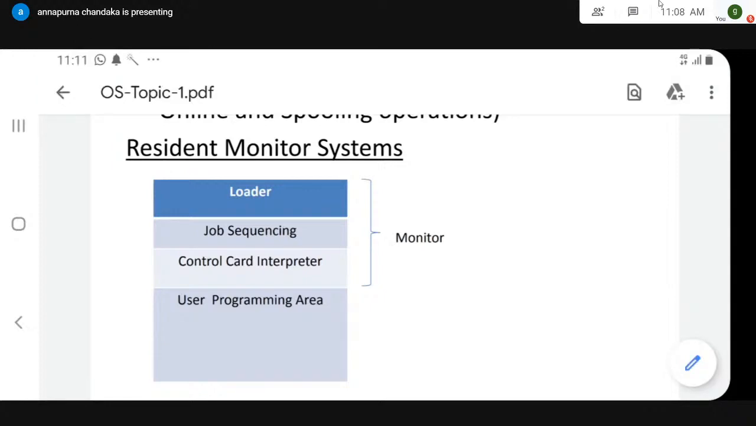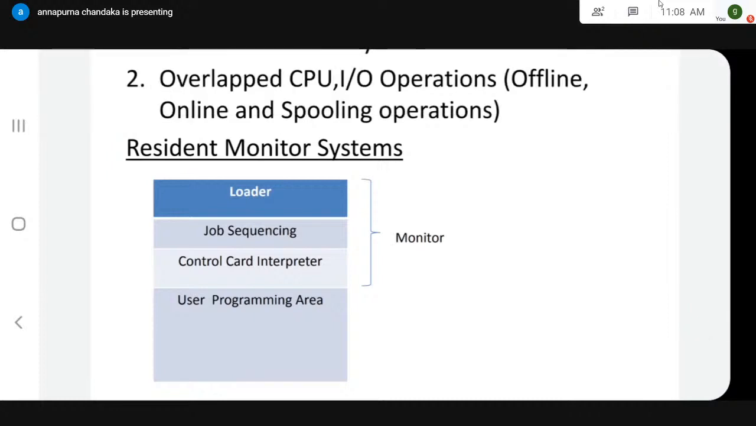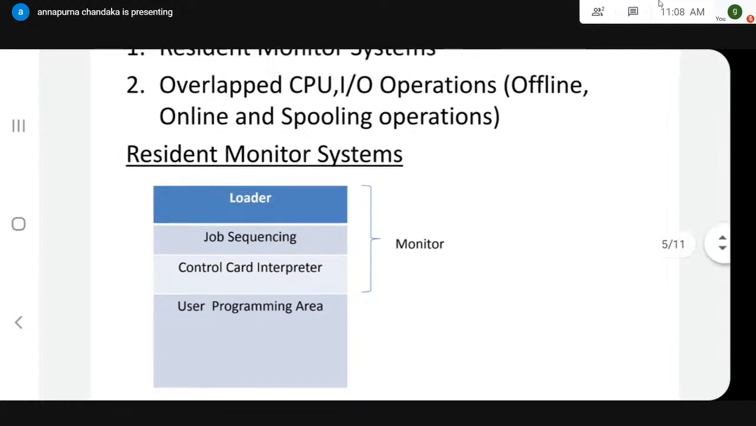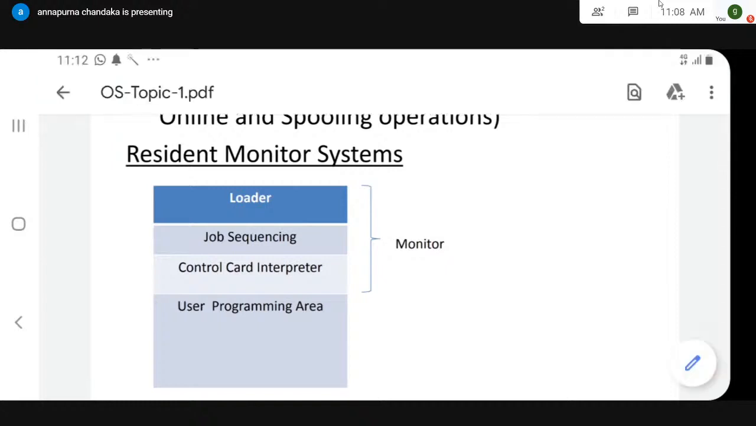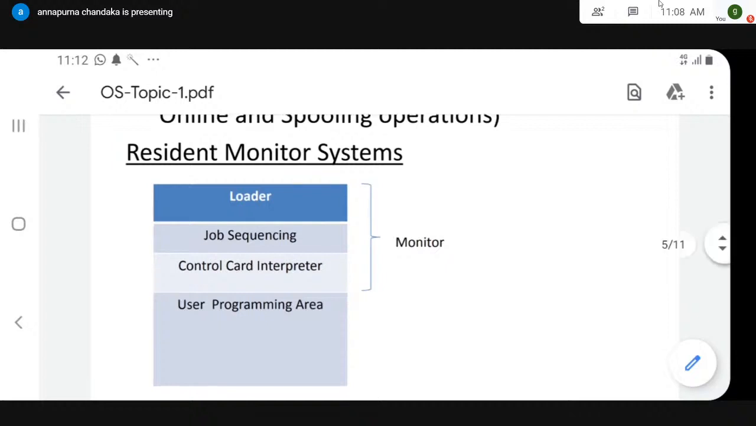Then they invented another new concept known as the resident monitor system. Another scientist said that whatever set of programs you have, try to load all the programs into the user program area. Suppose your user program area can accommodate 5 programs at a time. Then load all 5 programs at a time, first execute the first program and remove it. While removing, don't wait, because another program is already there in memory.